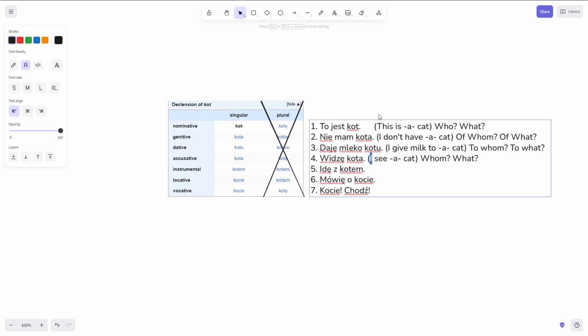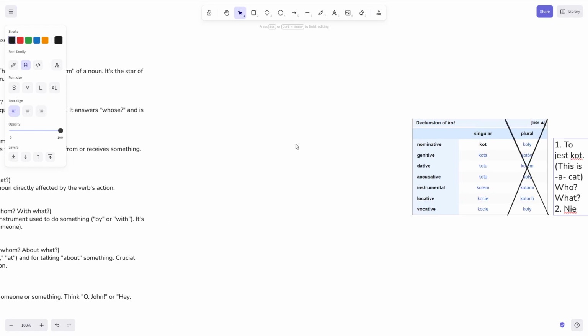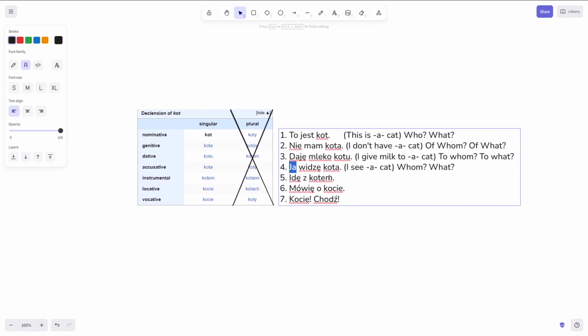And that means that it can be also added here. So for example, ja widzę kota. Ja is the I in Polish, okay? And it is in nominative case. Why? Because it is the subject of a sentence, and when you look over there, the subject of a sentence is just a basic dictionary form that answers who or what. So who or what sees something? Well, who? Me, okay? So I.